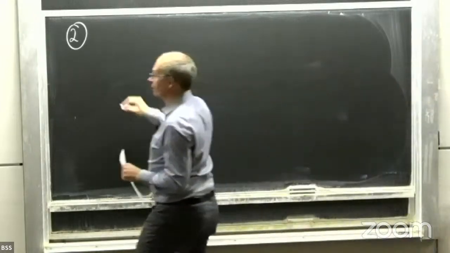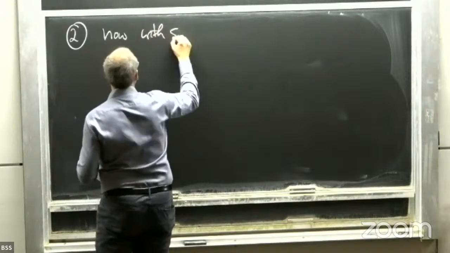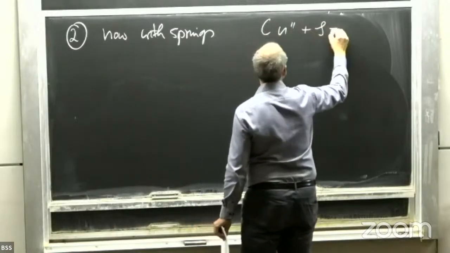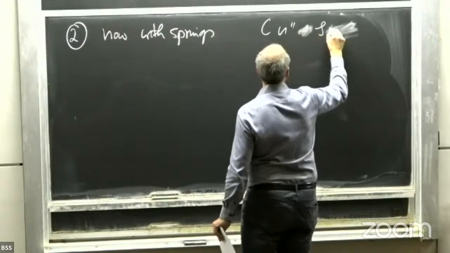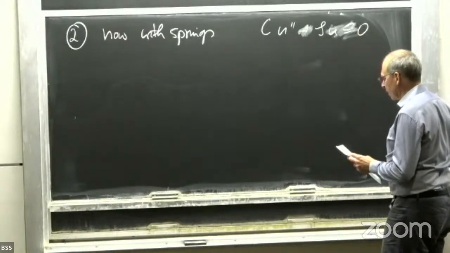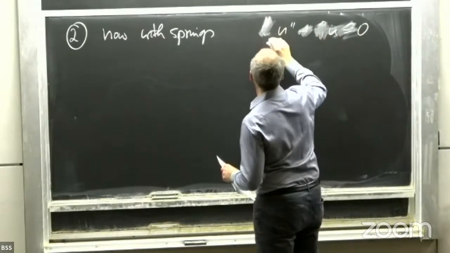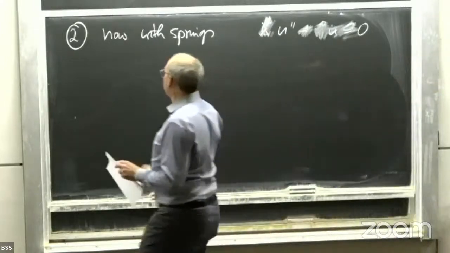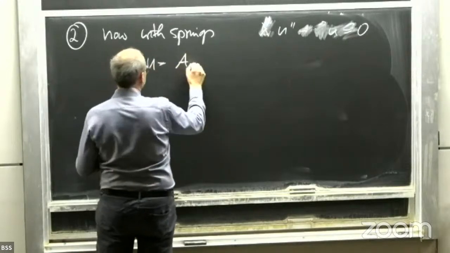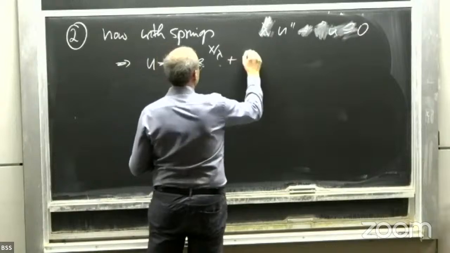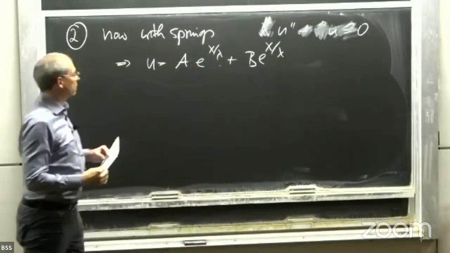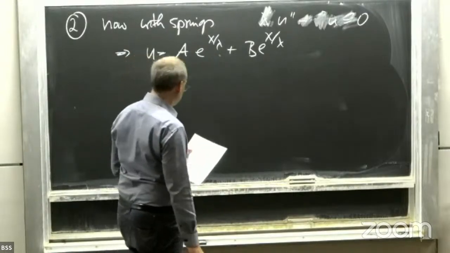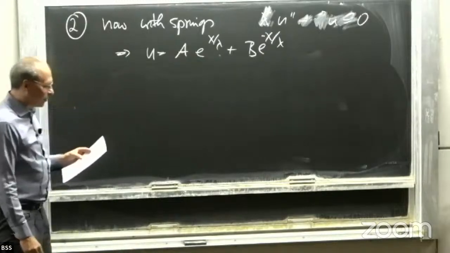Now we introduce the springs. Okay, so the equation now looks like this. Wait, there was a minus. This is our equation. Or I can immediately write it with, did I call it lambda squared? I can write it like this. Now the general solution would be exponentials. Thanks, that's why I always check my notes.